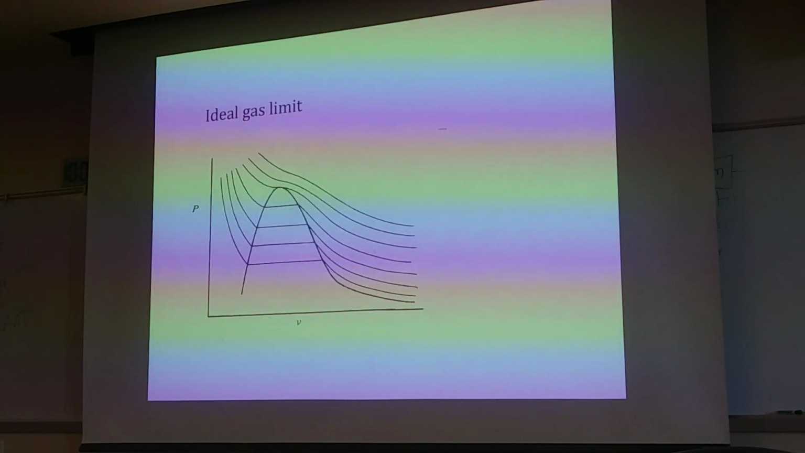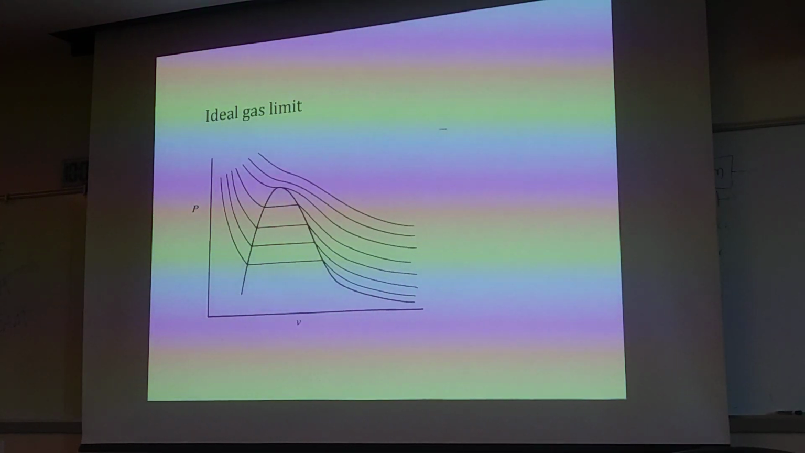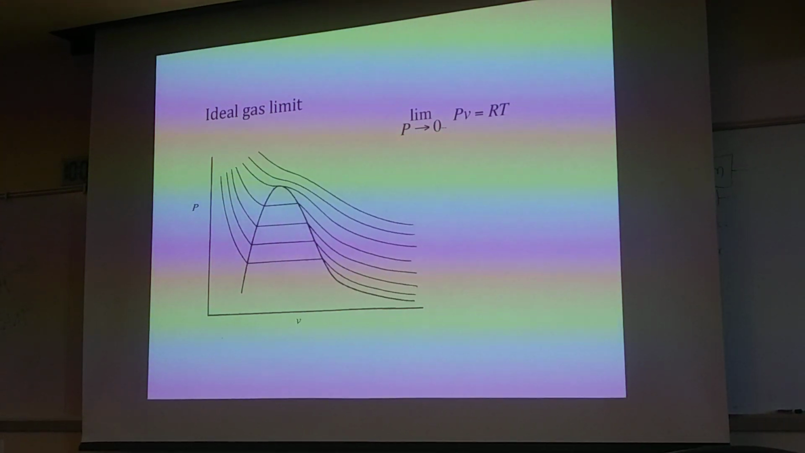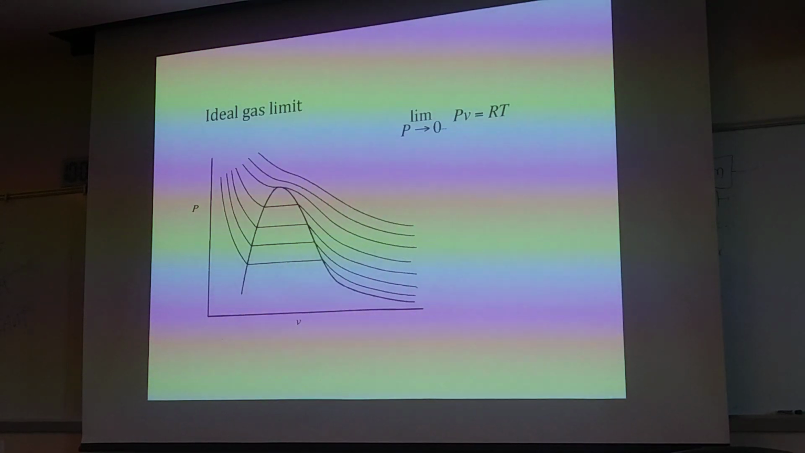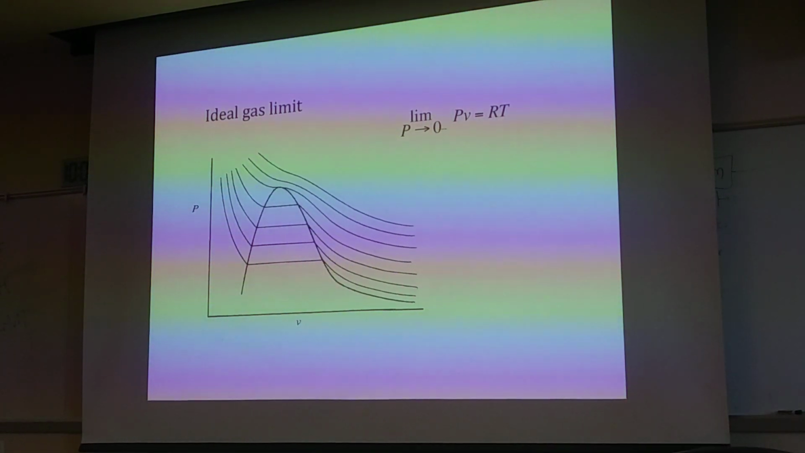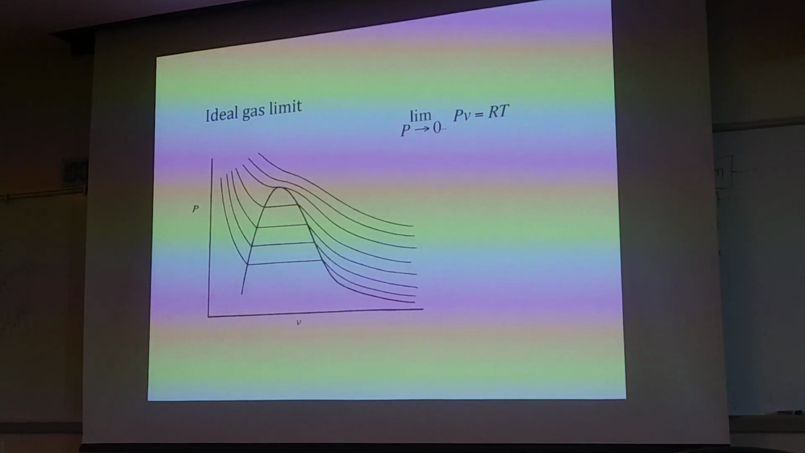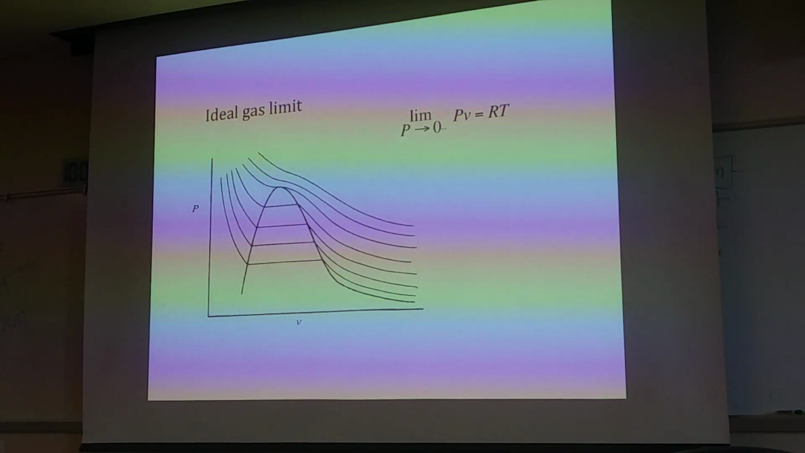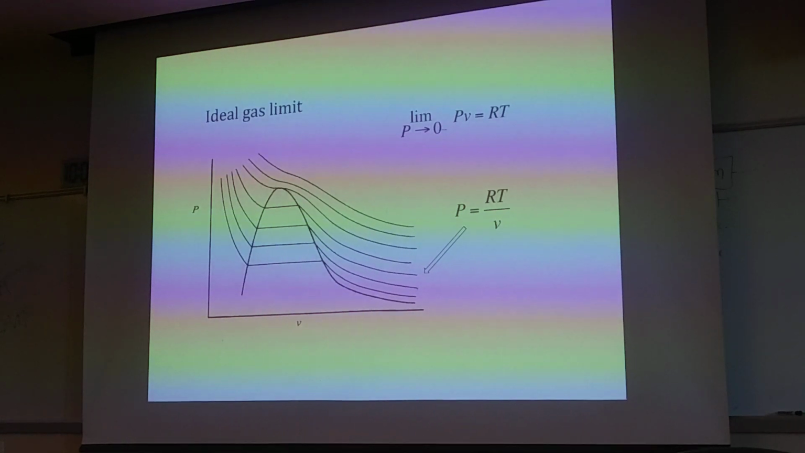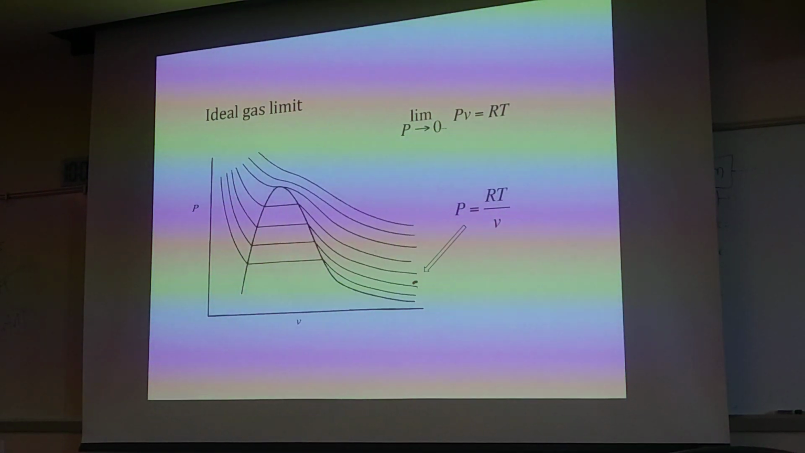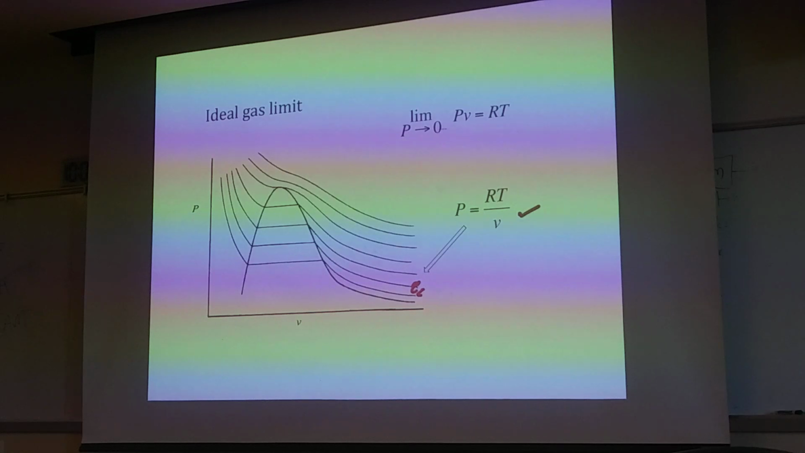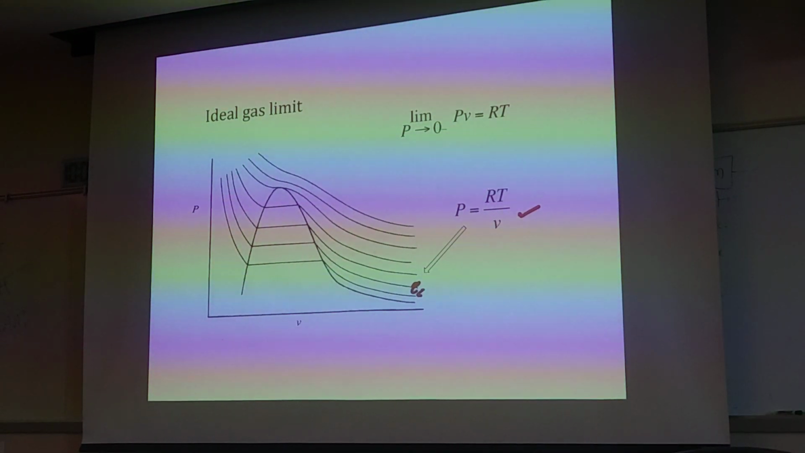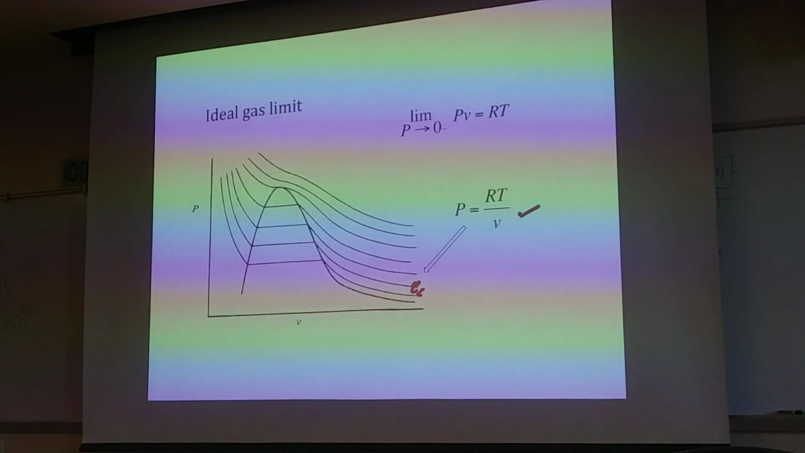So another generalization, of course you know this, but it's important to point out, is that no matter what the substance is, if we go to a low enough pressure, it'll be an ideal gas. And so in the limit, as the pressure goes to zero, PV is equal to RT. That means that the isotherms down here at very, very low pressures will be described by that relationship. So those are the generalizations. We have a critical point, we have ideal gas behavior at low pressure, so that gives us a good starting point for the complete description.